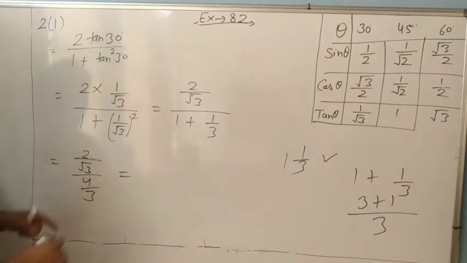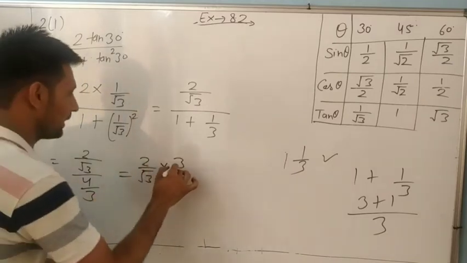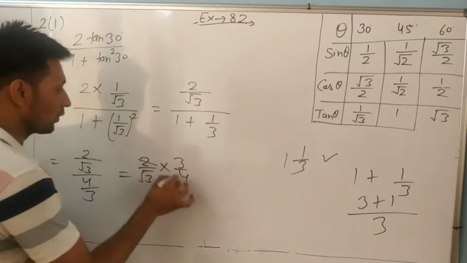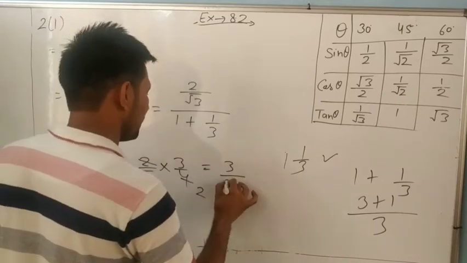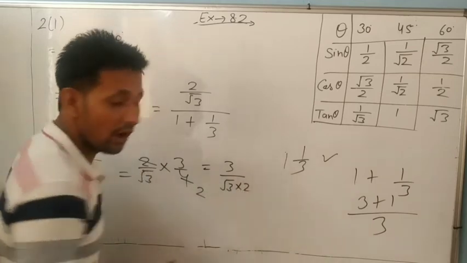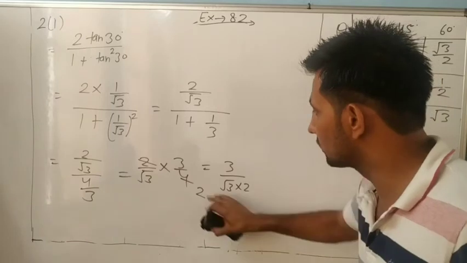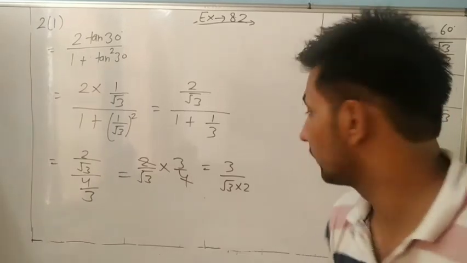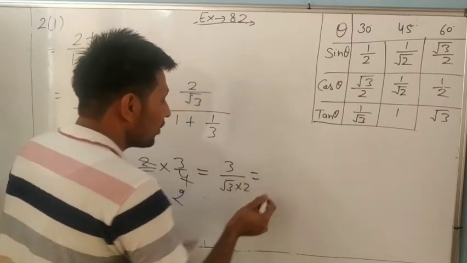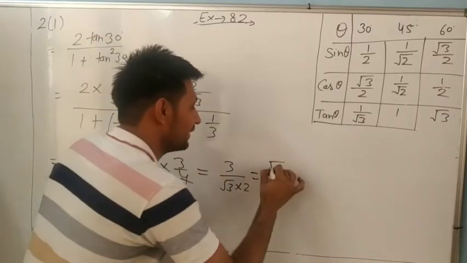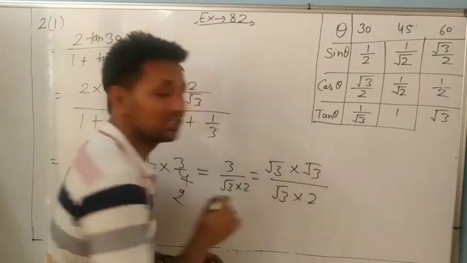Okay, dear. Now 2 upon root 3, multiply by 3 upon 4. 2 cancels with 4. Now it becomes 3 upon root 3 into 2. Now what will we do? Yes, can we cancel root 3 and 3 also? Yes, we can cancel. But how? Look, root 3, can we write it as root 3 into root 3? Root 3 into 2, like this or no?